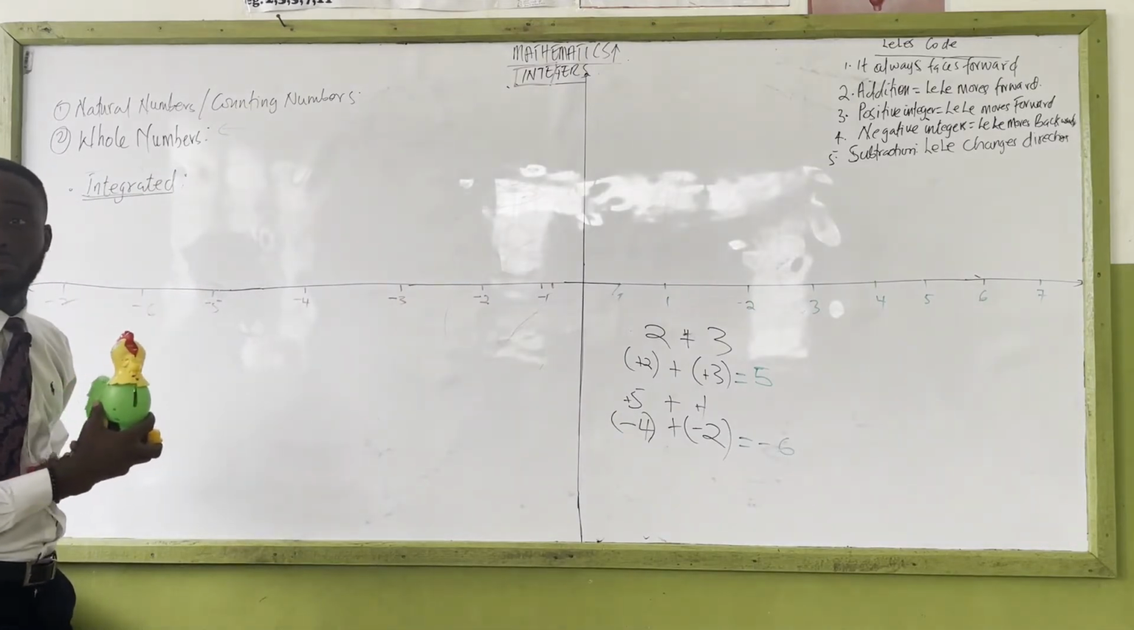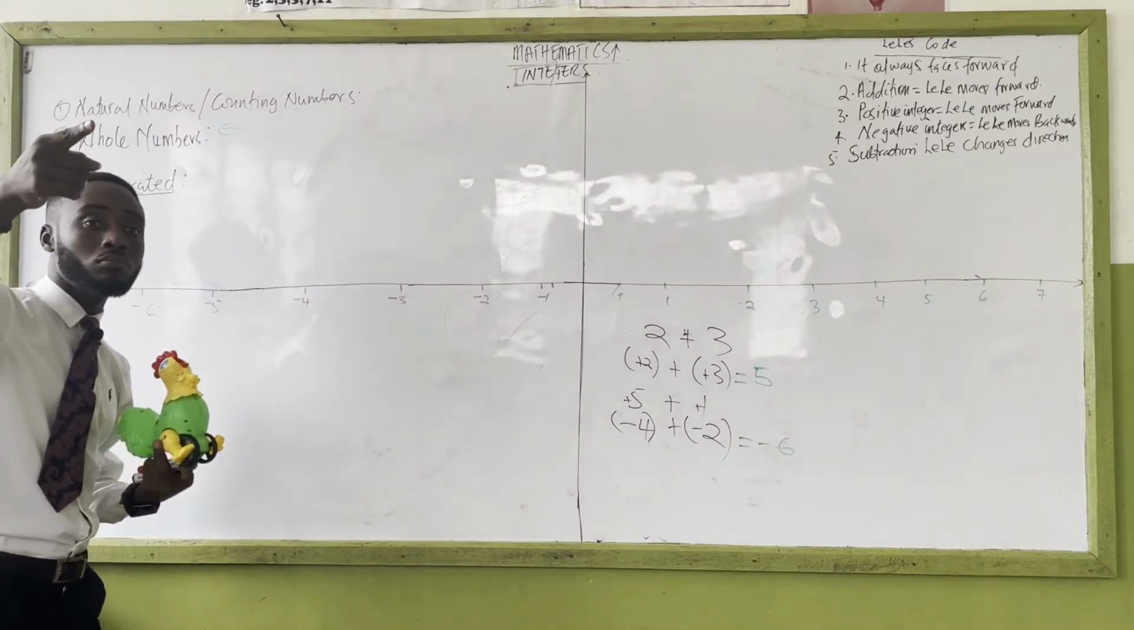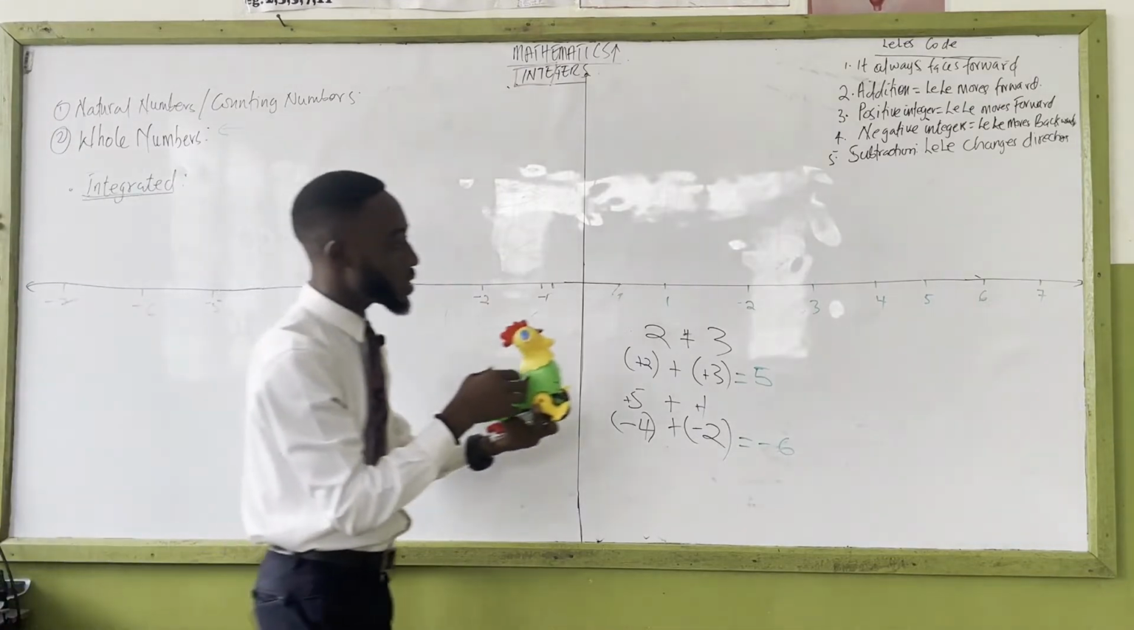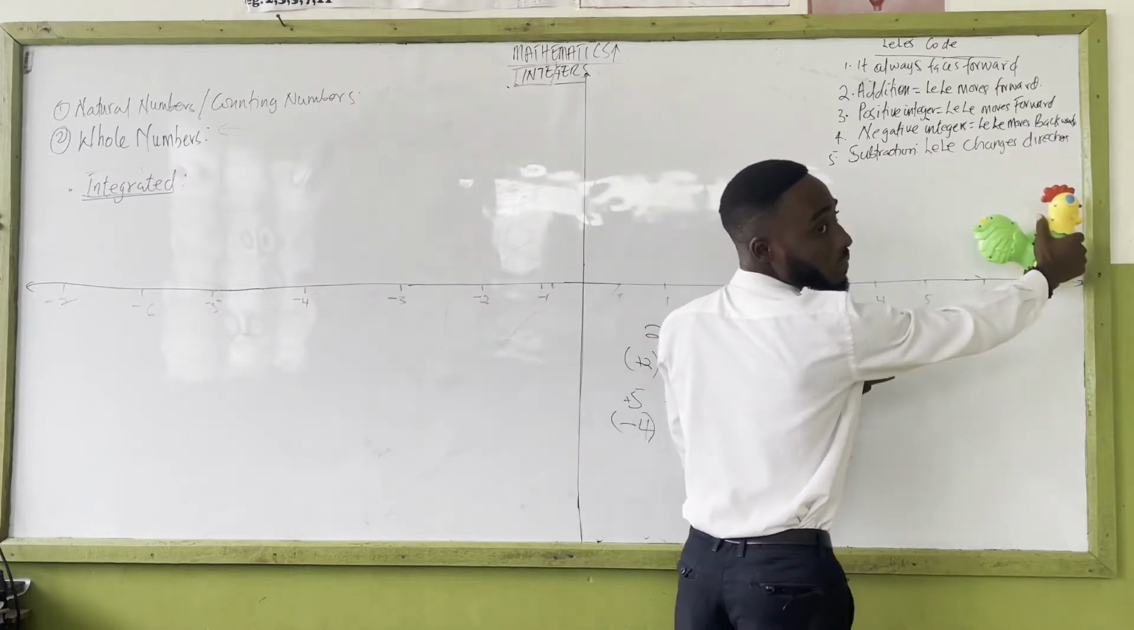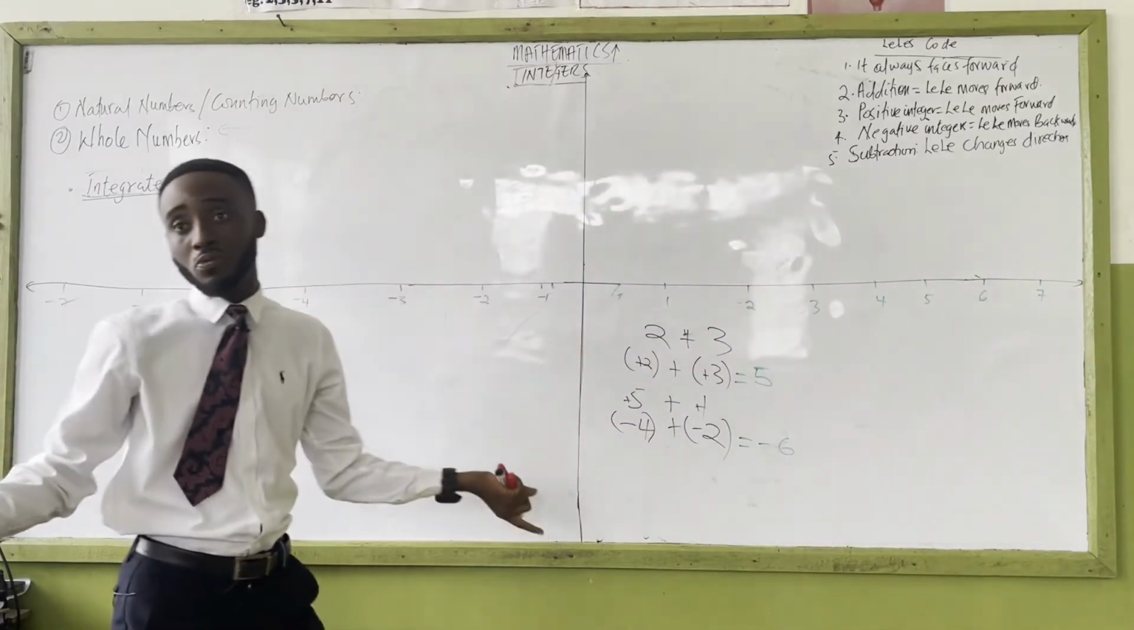Okay, let's try another one. Any number? 4 plus 3. So Lele is on 4, right? He goes 1, 2, 3. He lands on 7. Beautiful. So simple.